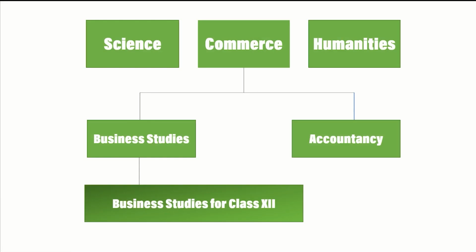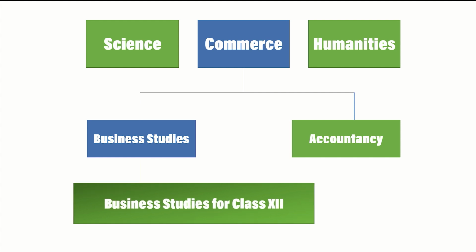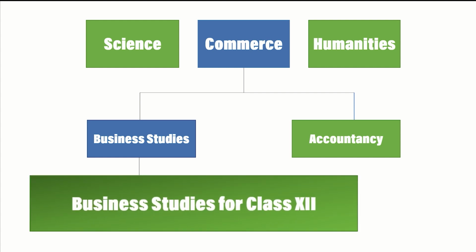Let's understand this with the help of an example. We may be working in an institution which may have three departments: science, commerce, and humanities. Now, in the commerce department, there are two subjects: business studies and accountancy. And we are creating the course for students of class 12 studying business studies. In this case, commerce is our top or parent category. Business studies is our subcategory in the commerce department, and business studies for class 12th is our course under the business studies subject. So let's see how we can apply this in Moodle.